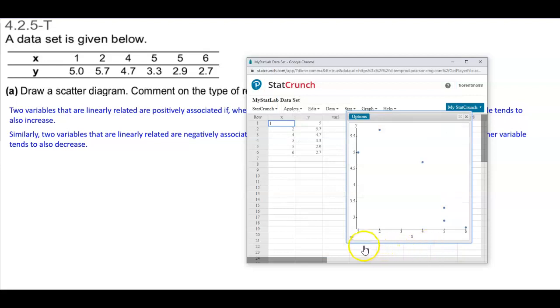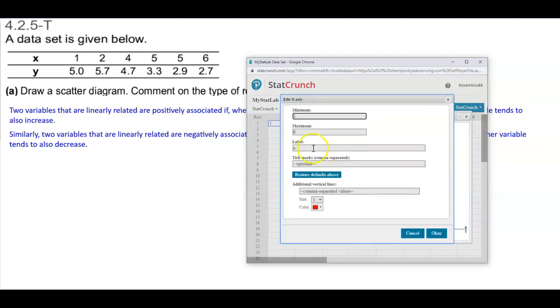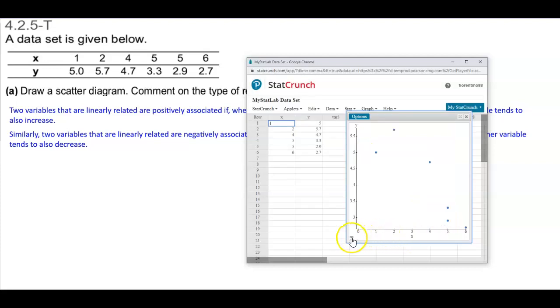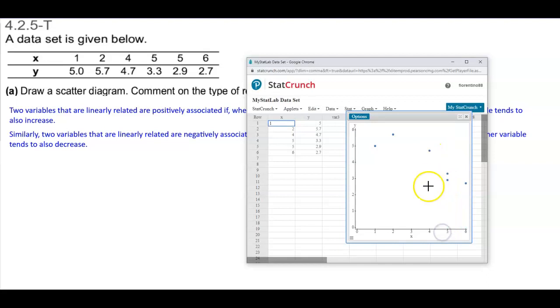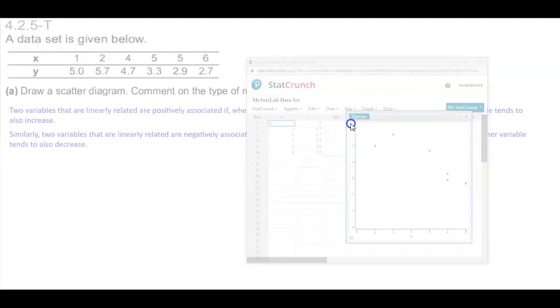Okay, and so now the only thing that we want to do is make sure that x goes from 0 to 6. Okay, so we're going to go from 0 to 6. And then we're going to let our y values also go from 0 to 6, just to give us a better representation of what this graph is going to look like. So therefore, now we can see what's happening with our scatter diagram.